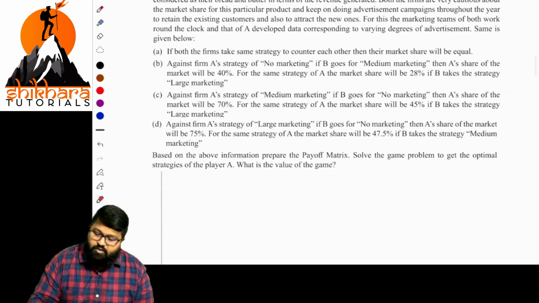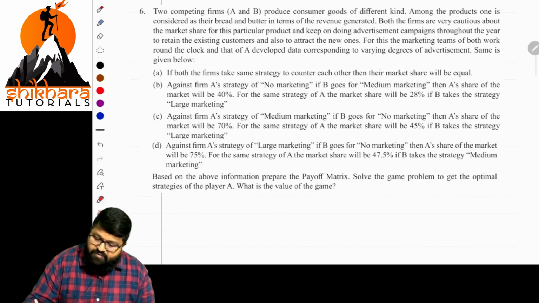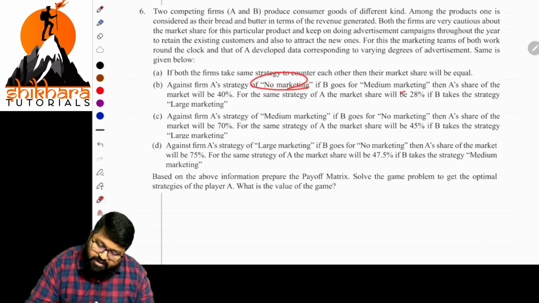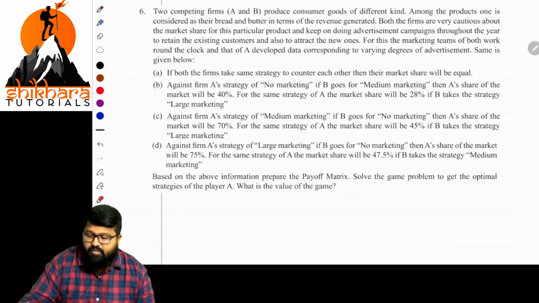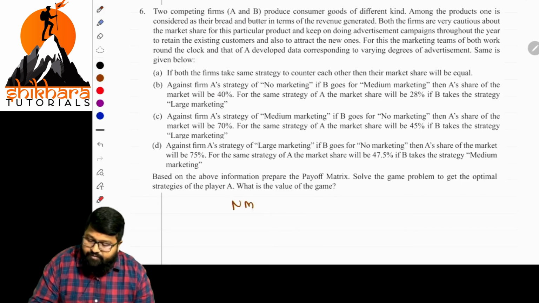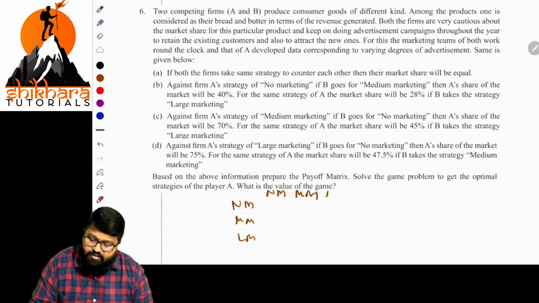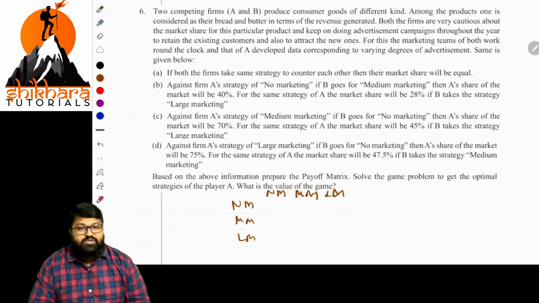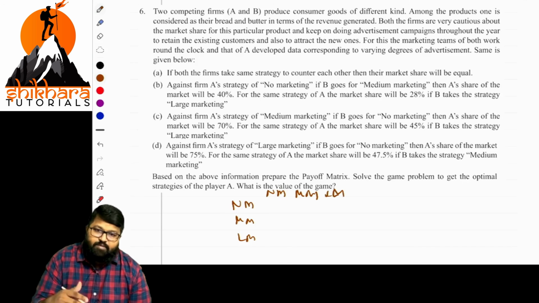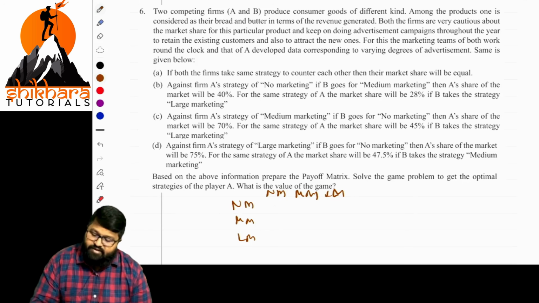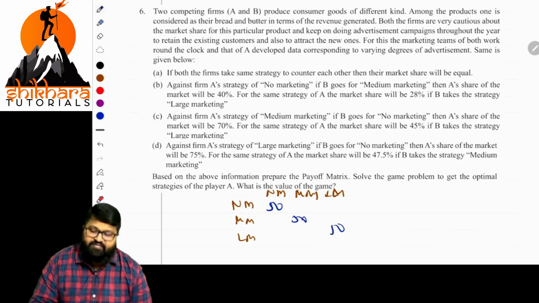Okay, so how to present, sir? What are the strategies they are having? No marketing, medium marketing, and large marketing. These are the strategies now. So mention it in table format: no marketing, medium marketing, large marketing. The same way, no marketing, medium marketing, large marketing. Once you are mentioning them, what is he telling? If you are following the same strategy, the percentage is equal, that is 50-50. So this will be like this, 50, 50 and 50.